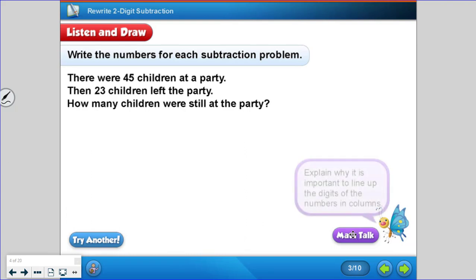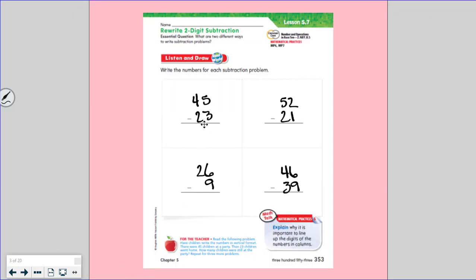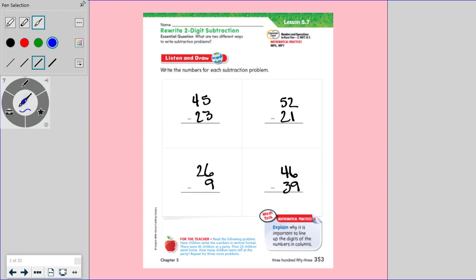For our math talk question today, it says, explain why it's important to line up the digits of the numbers in the columns. So let me show you what this means. So why is it important to line these up? The 5 and the 3 and the 4 and the 2. Well, if you don't, let me show you a non-example, right? That means a wrong answer. I'm going to show you a wrong answer. So I'm going to put it in blue.